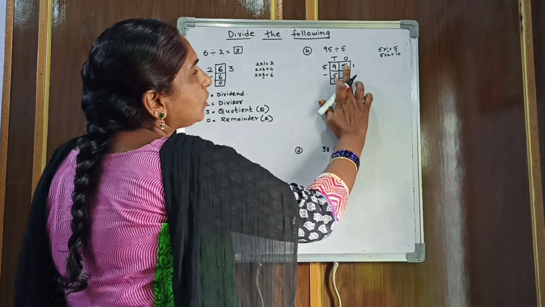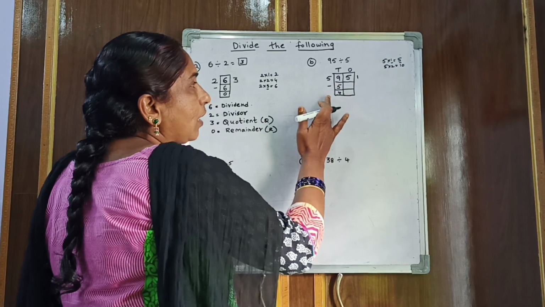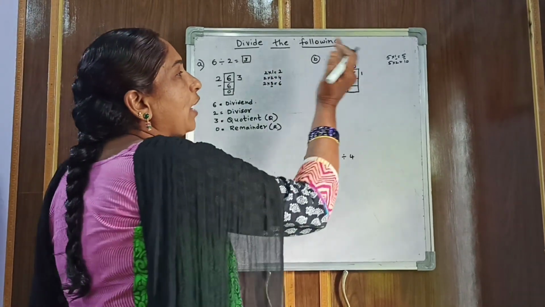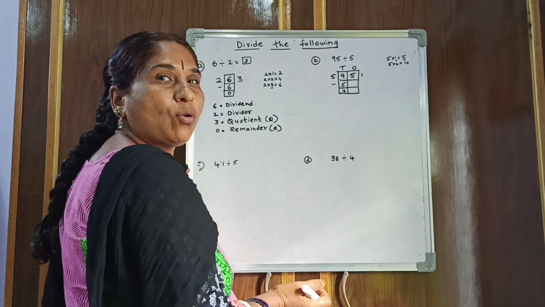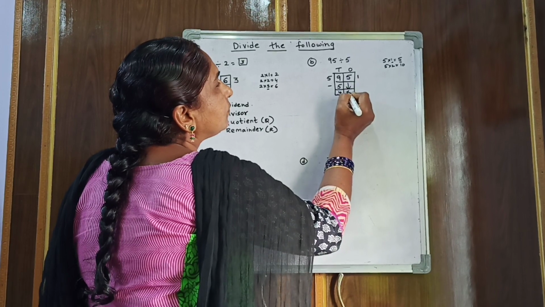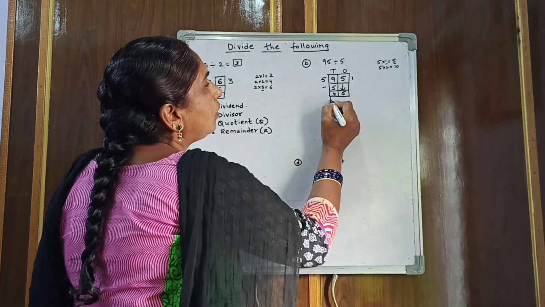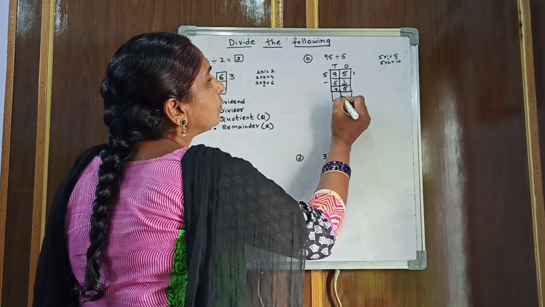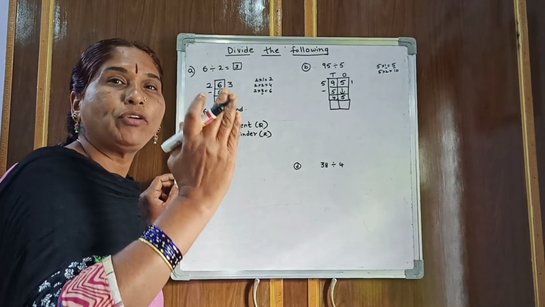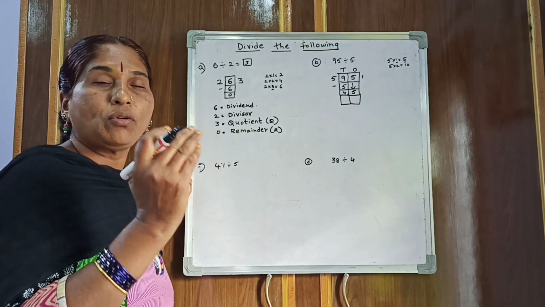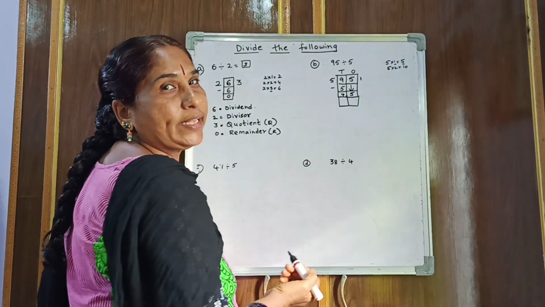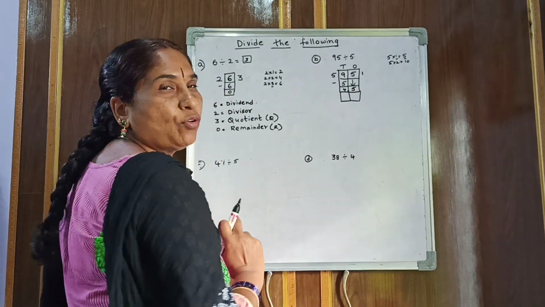Till then you don't see this 5. So now you have completed the tens row. After completing the tens row, you have to take the ones row. Then you have to bring down 5 here. Is it clear, children? So after completing the first row, you have to go to the second row. When you are going to the second row, you have to bring down the second number by keeping the arrow mark like this. Now 45 you got.